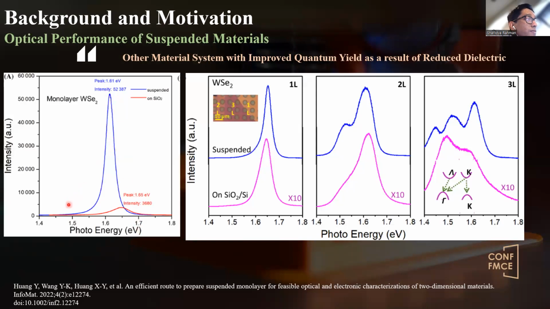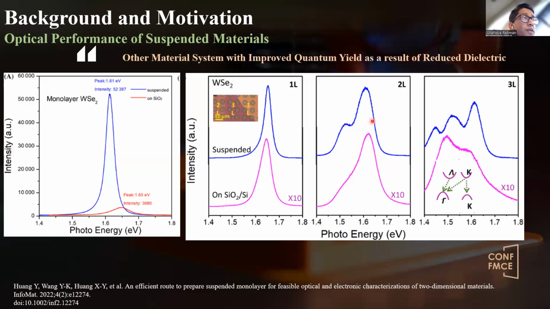In the suspended area, as you can see, the quantum yield has been enhanced by thousands and thousands of times. This particular property is very important when it comes to applications in photovoltaics, LEDs, photodetectors, and many other electronic devices. This enhancement of the photoluminescence yield can also take place in 2 layers and even up to 3 layers.